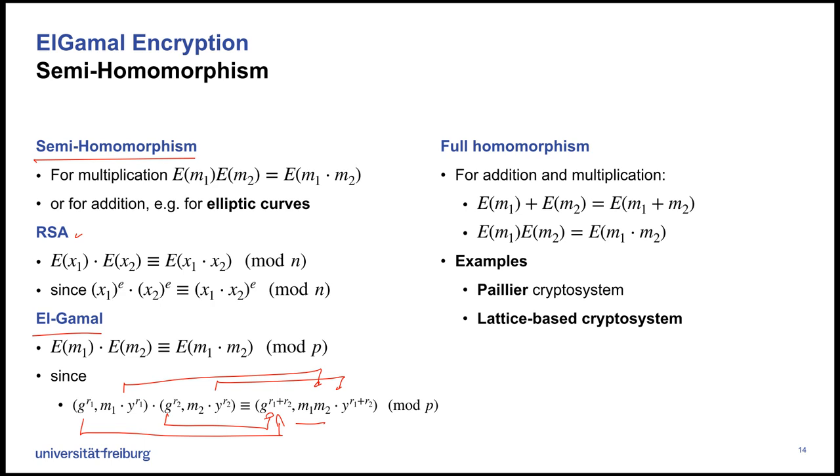Now you could ask, so semi means half. What about full homomorphism? Full homomorphism is possible. First of all, it means that if you add two encrypted messages, then you have the encryption of the sum, and if you multiply two encrypted messages, you have the encryption of a product. This is possible to do with, for example, Paillier cryptosystems, which have a similar structure like RSA and El-Jamal, or you could use lattice-based cryptosystems, which have a completely different structure than the things that we have seen here.